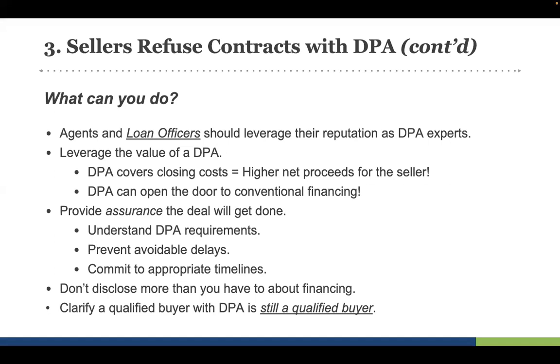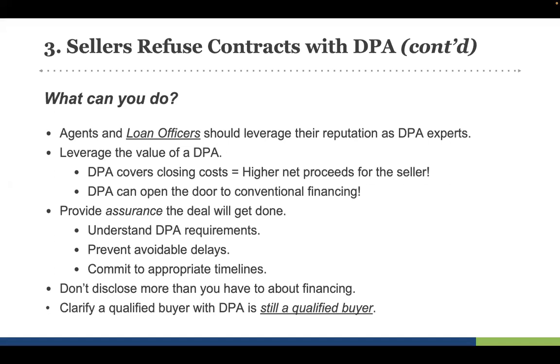They're looking for assurance. As long as you understand the DPA requirements of the program that you're using, you can prevent avoidable delays. And we'll talk a little bit about what some of those might be. And you can also get everyone on board with sort of level set with appropriate timelines and get their commitment to meet those timelines. And let's be frank, that includes your client too, right? Hey, look, you've got to do this and this and this by this date in order for this to work, but they'll do it. And then lastly, I guess, don't disclose more than you have to about financing.